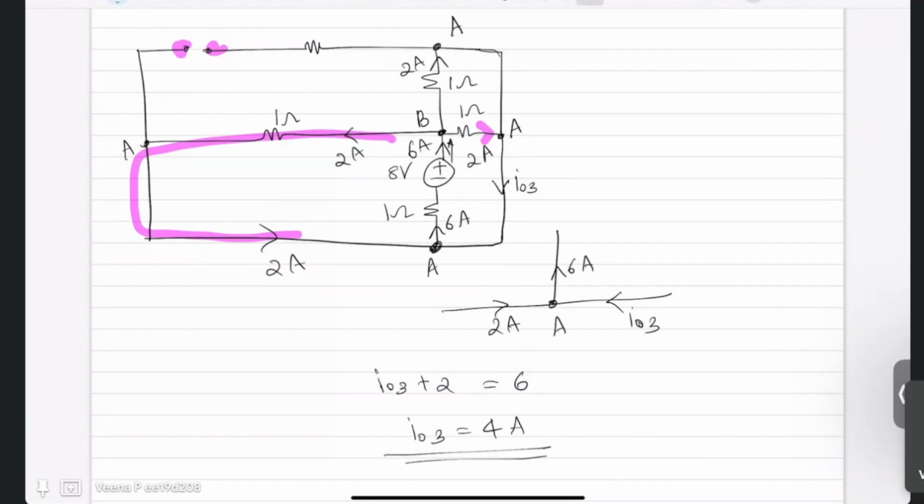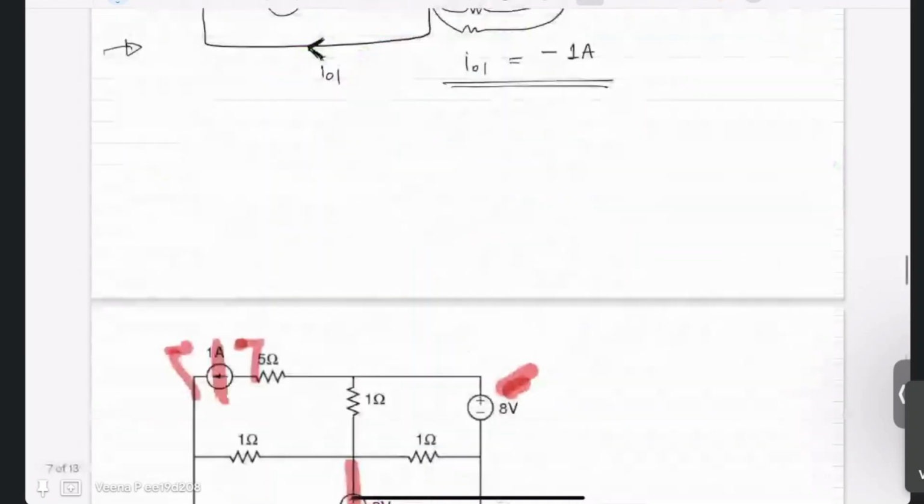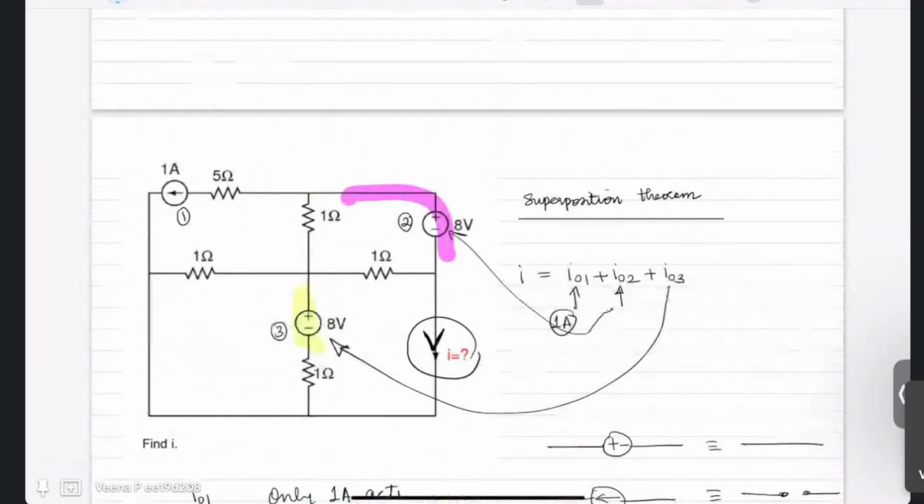So you have 3 currents, I01, I02 and I03. Your I01 was minus 1 ampere, I02 was minus 4, I03 was 4. So your original I is the sum of all, which comes out to be minus 1 ampere. This is how you solve this problem using superposition theorem. Now, if you don't want to go through superposition theorem, you can also solve this using nodal analysis.